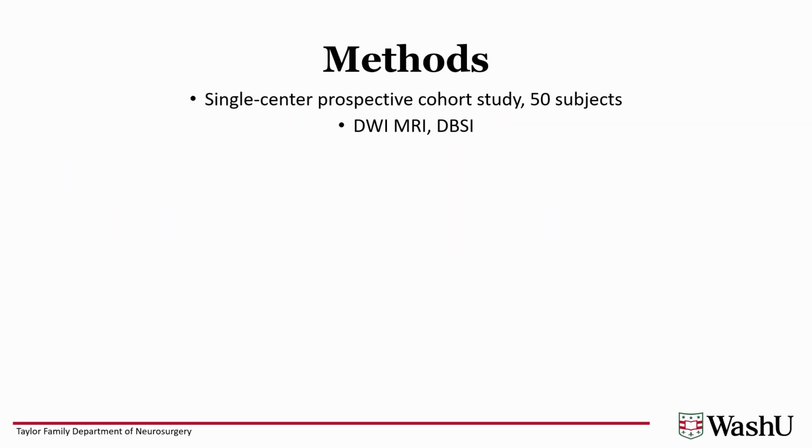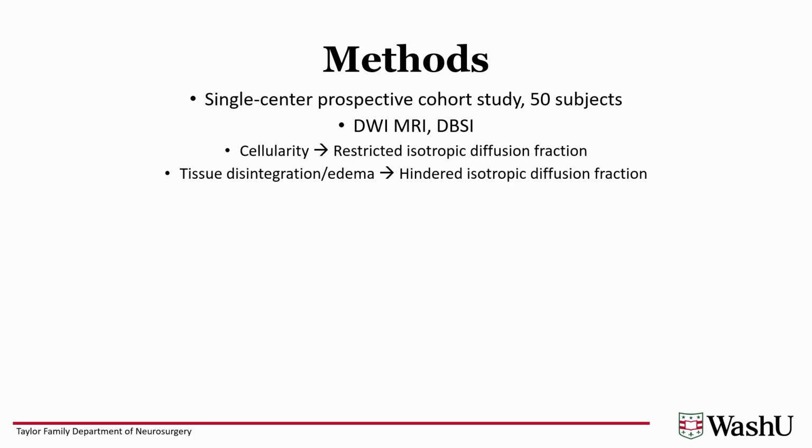This was a single-center prospective cohort study with 50 subjects. Patients underwent diffusion-weighted imaging before the surgery. The DBSI algorithm was performed, and to know the cellularity of the tissue, there's a measure called restricted diffusion, which is really ADC thresholded at 0.3 millimeters squared per second, and then tissue disintegration and edema are reflected by the hindered isotropic diffusion fraction.